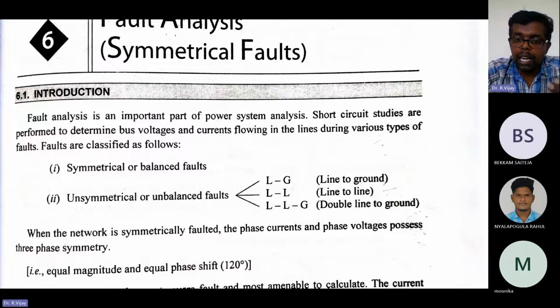So in that particular time, due to the weight of ice formation on one line, that line will fall onto the other line. That is called a line to line fault. Then there is a line to ground fault.